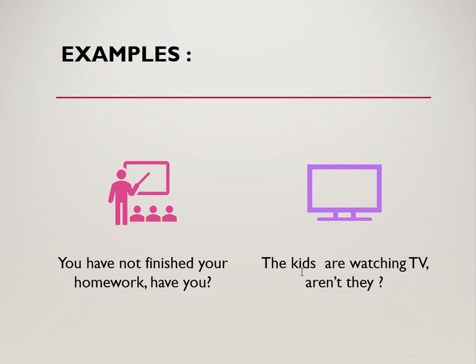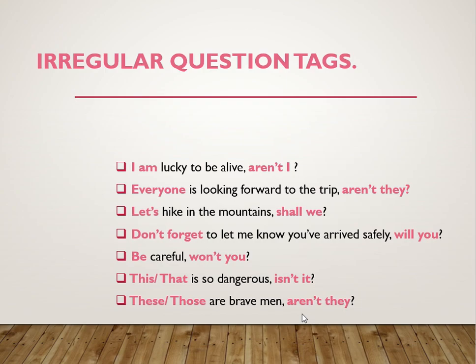And look at the second one. The kids are watching TV, aren't they? Here we have are watching. At the end of this sentence, we have to put a negative question tag, which is aren't they. Now let's try to remember the irregular question tags.